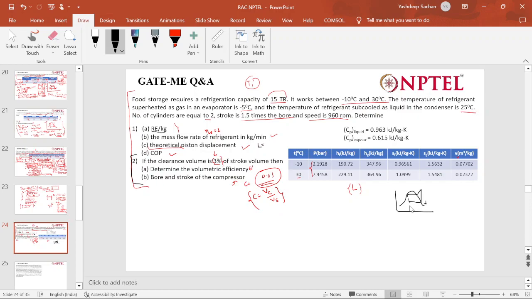Let's suppose this is 1 and this is 4, 2, 3. Then you are simply taking H1 minus H4. It means you are taking the mass flow rate as 1.